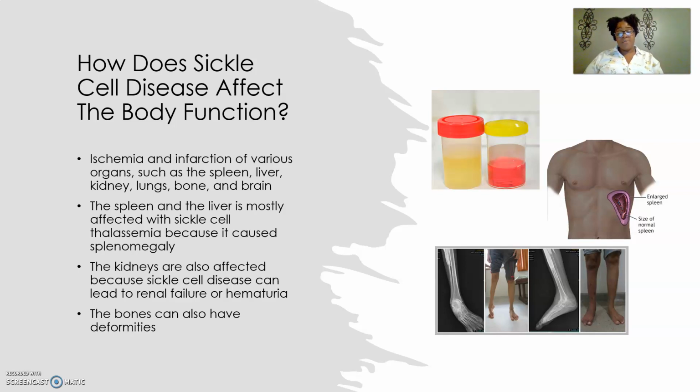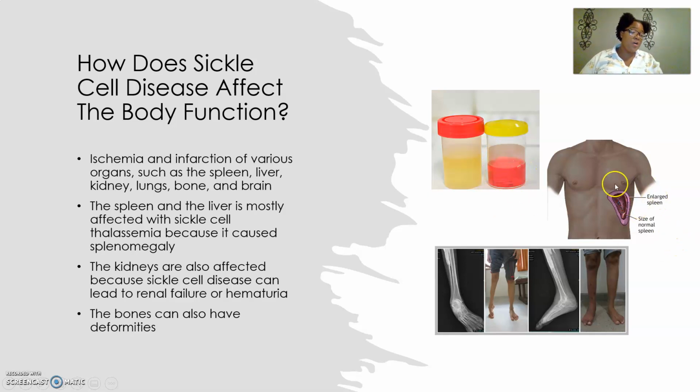The kidneys are affected because it could lead to renal failure and hematuria, which I showed you is blood in the urine. Now, this right here is a microscopic hematuria. This is when you have blood in the urine, but it's microscopic. You can't really see it with the naked eye. But gross hematuria is when you can visibly see the blood in the urine.